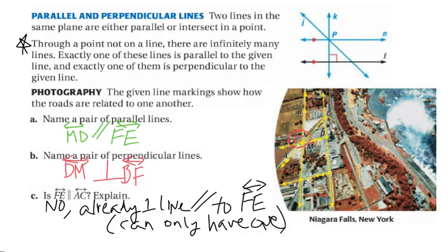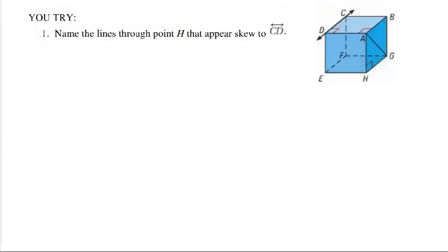All right, this is one that you're going to try on your own. Using the same picture we did before, I want you to name the lines through point H that appear to be skew to line CD. So work it out, or push pause and work it out, and you can come back and check your answer.